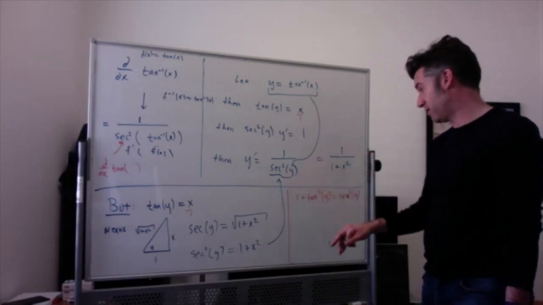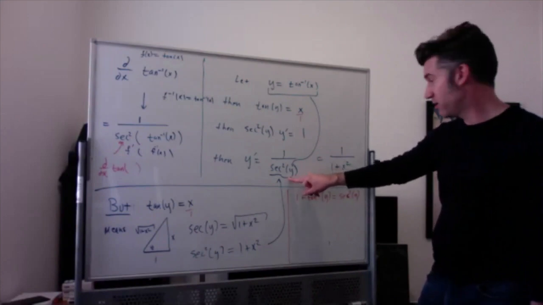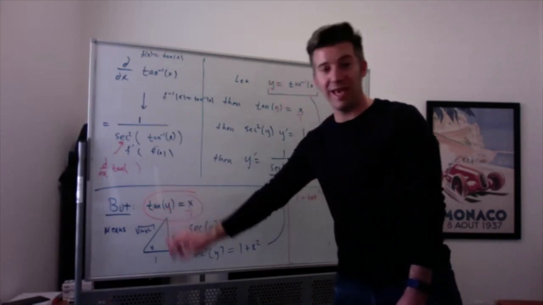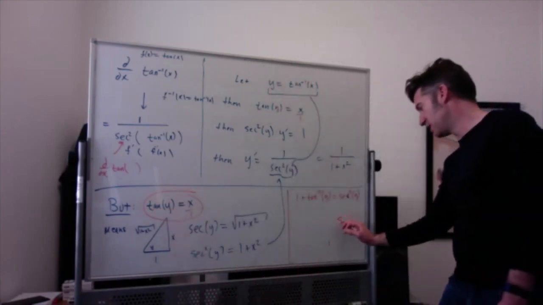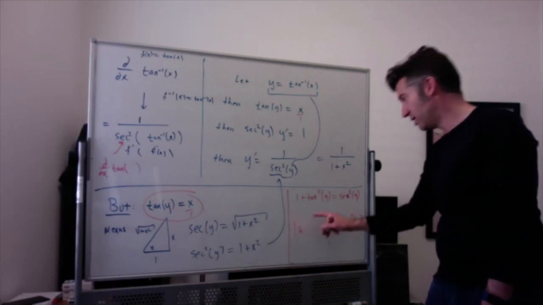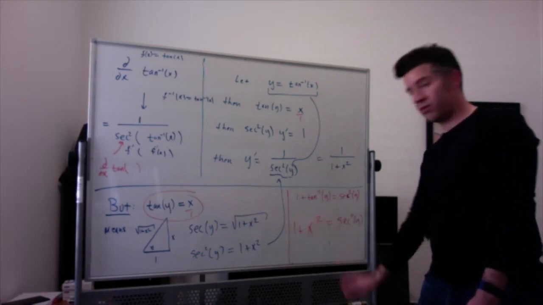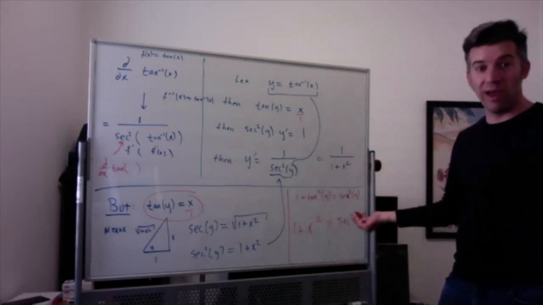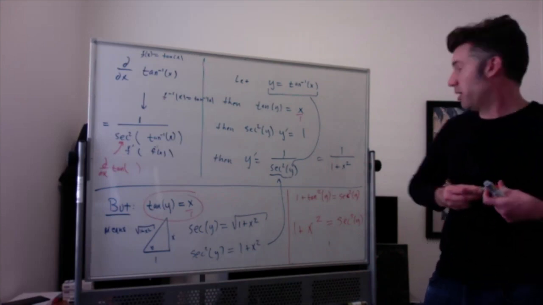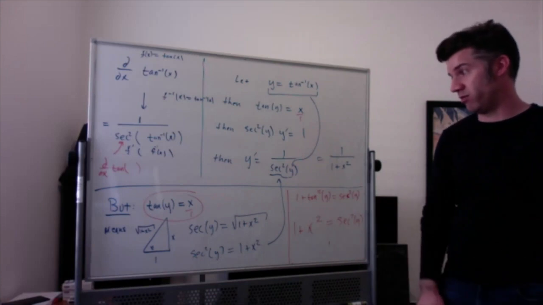We could use that because I can say secant squared of y is 1 plus tangent squared of y. But tangent of y is equal to x. So secant squared of y is equal to 1 plus tangent of y, which is x, squared. So you can get there either way, using trig identities or using triangles. They're really the same because these are the Pythagorean trig identities. But that's how you can get to the derivative of inverse tangent.